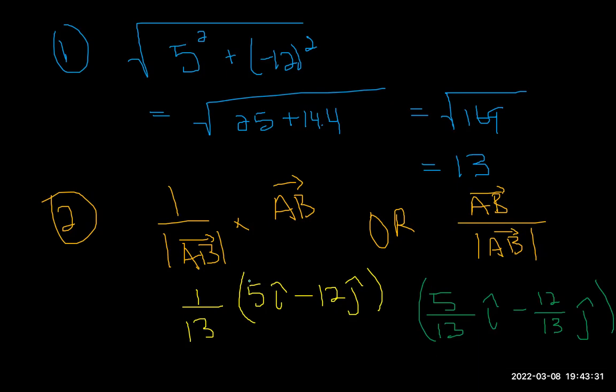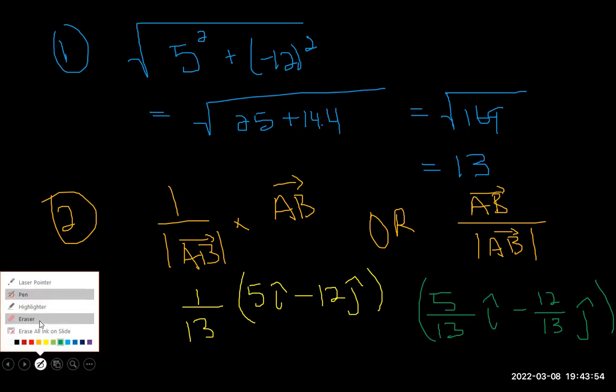If they just said, find the unit vector in the direction of AB, this answer is acceptable just as it is. Or you could write it like this, right? But if they specifically told you in this form, you have to leave it in this form. Or if they specifically told you in this form, you have to put it in this form, right? That's the only time you would lose marks for that.